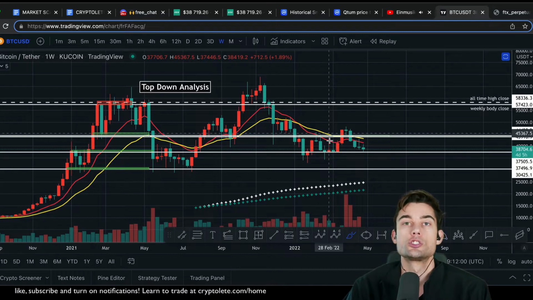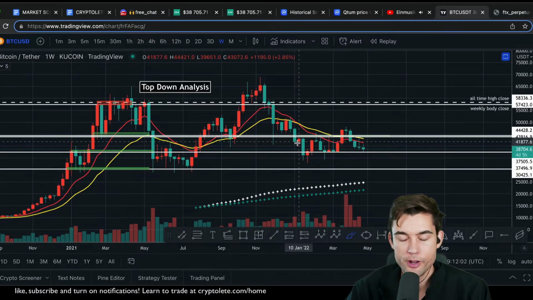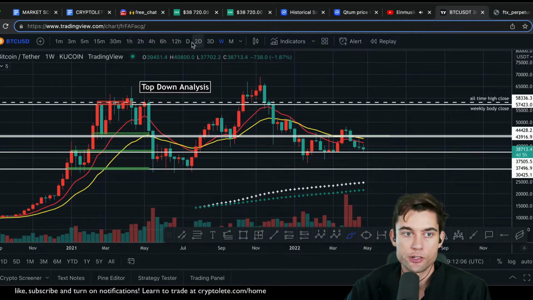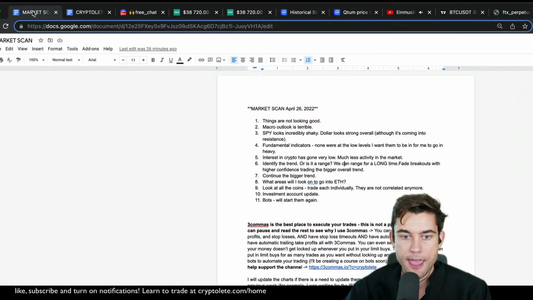So it is so important to look for the trend if you are trading the trend. If you're trading the range, trade the range. If you're trading the trend, trade the trend. And identify what it is before you get into the trade. That's the number one thing.